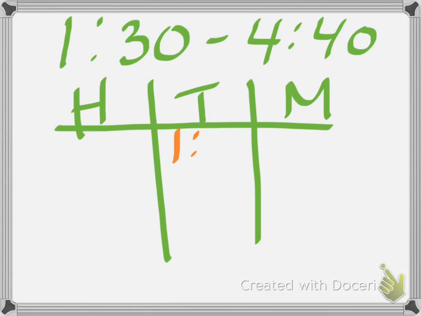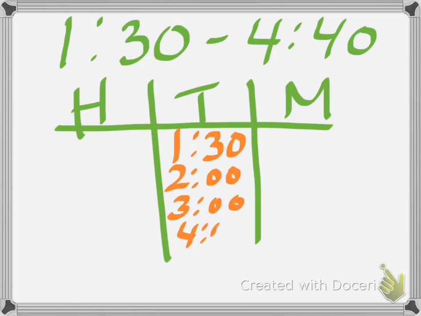You wrote on the top your start time, which is 1:30. Then you go to the next hour, which is 2 o'clock. Then you go to the next hour, which is 3 o'clock. The next hour after that is 4 o'clock. And then we have our ending time, which is 4:40. Now we need to go ahead and figure out from 1:30 to 2 o'clock. Is that a whole hour? Nope, that's minutes. How many minutes is that? If you are not sure, you should be drawing a clock. So from 1:30 to 2 o'clock, that is 30 minutes.